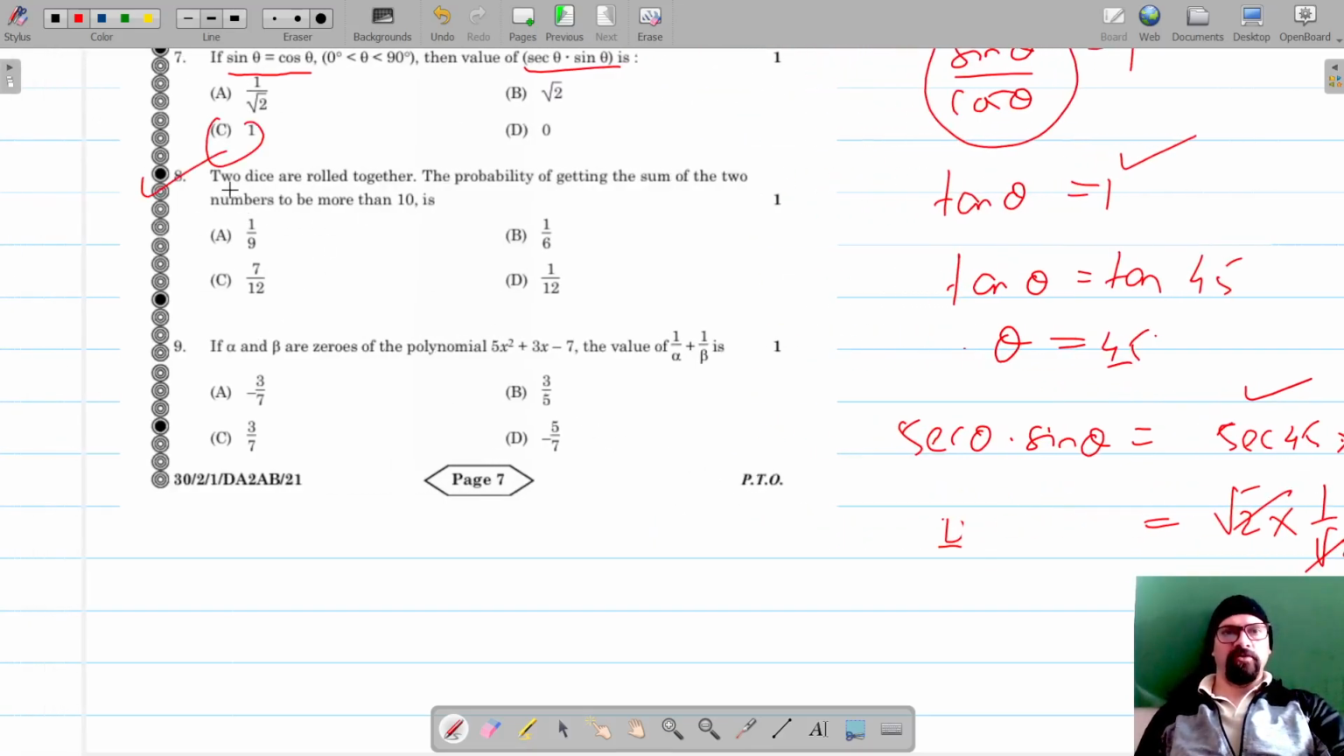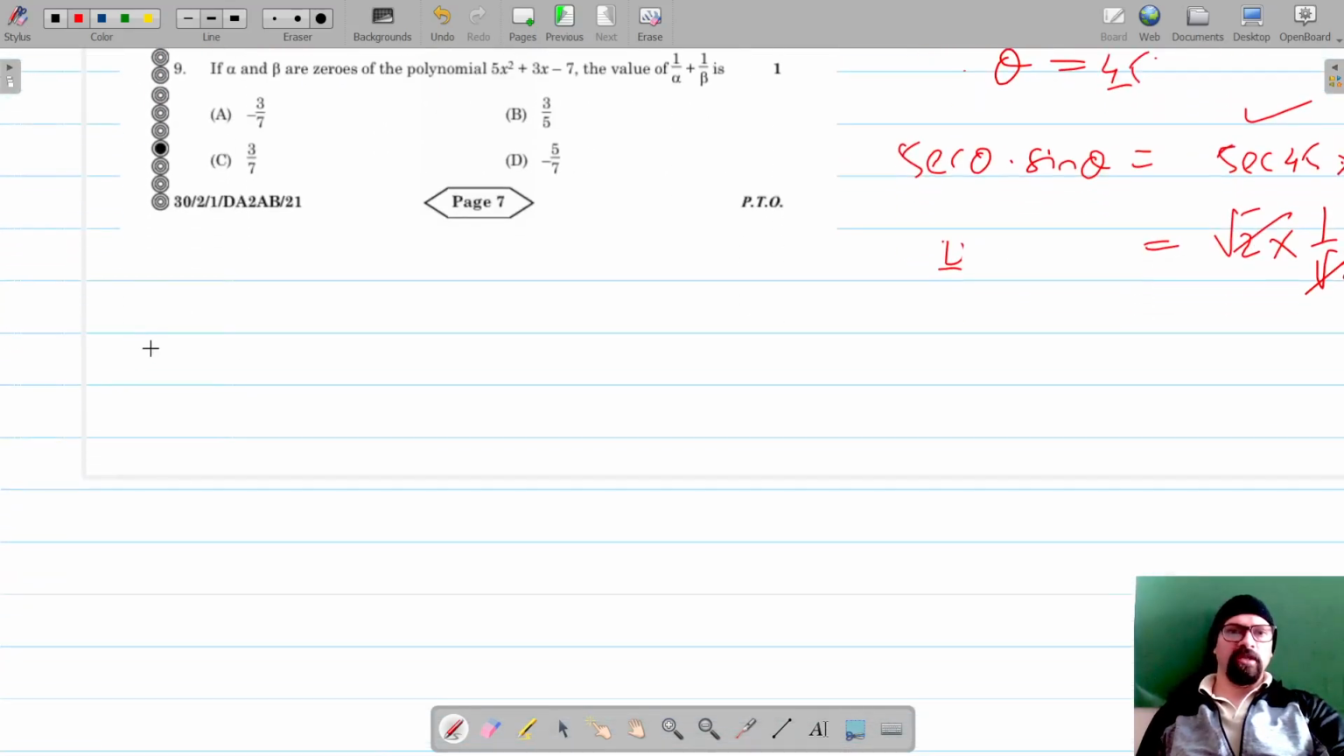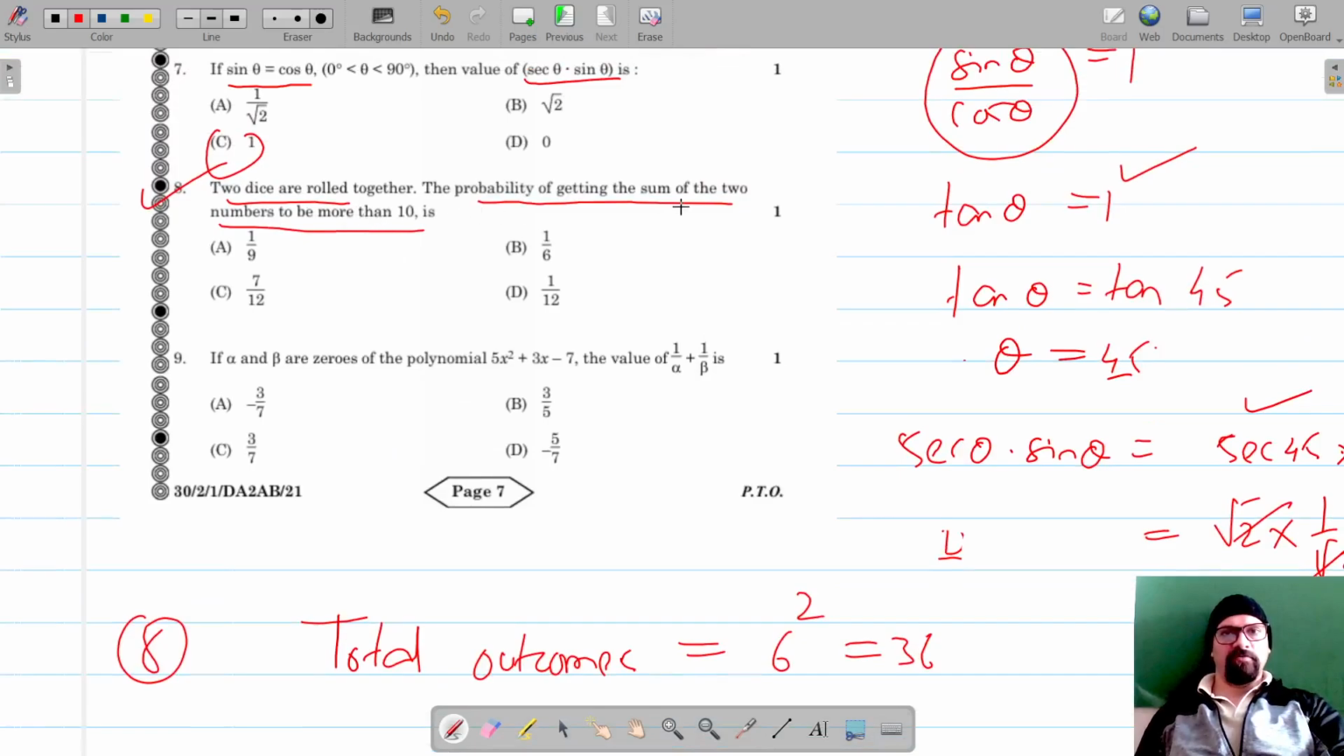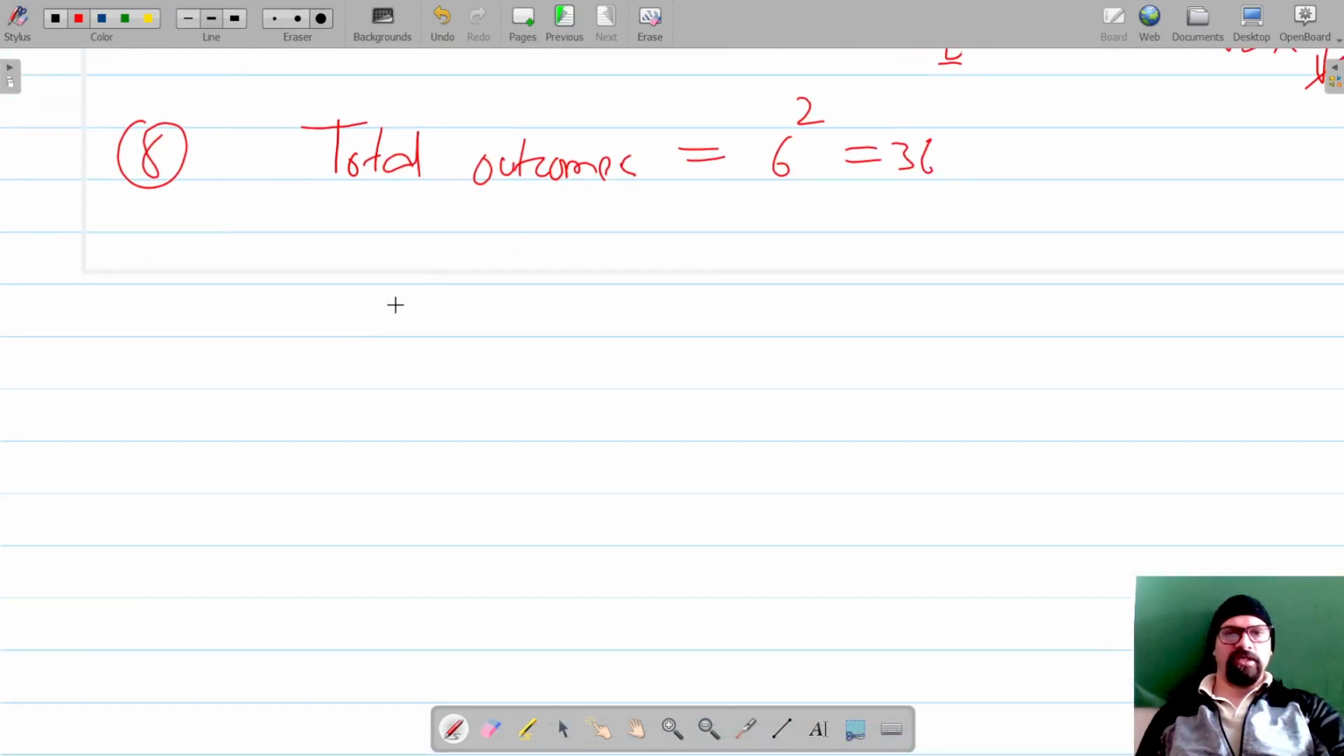For question number 8, two dice are rolled together. What is the probability of getting the sum of the two numbers to be more than 10? When two dice are rolled together, the total outcomes for a single die is 6, and because there are two dice, we put it in power, so the total outcomes are 36.